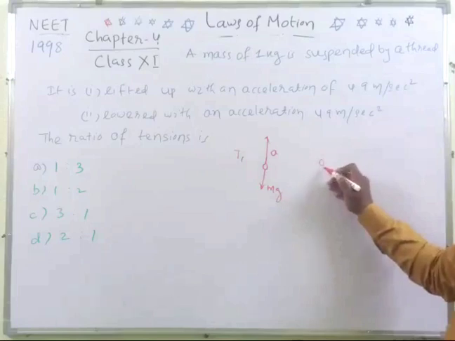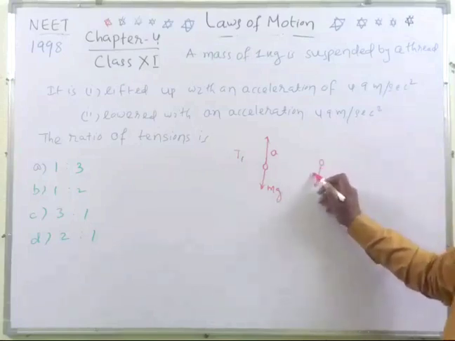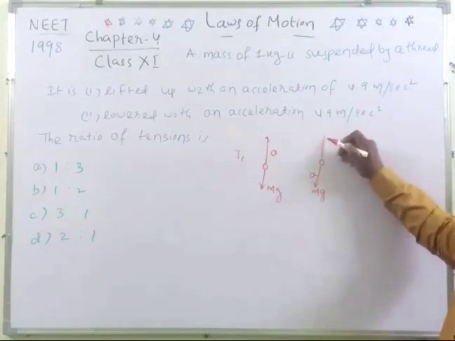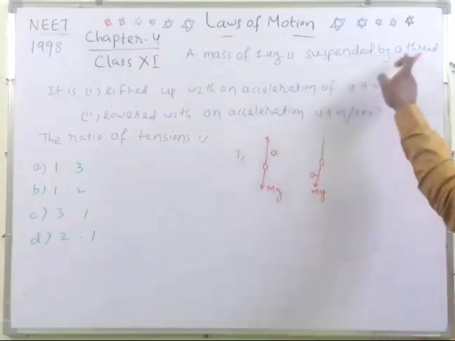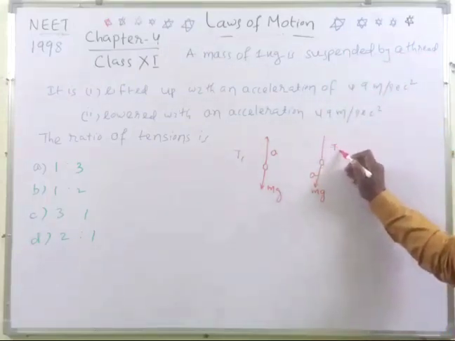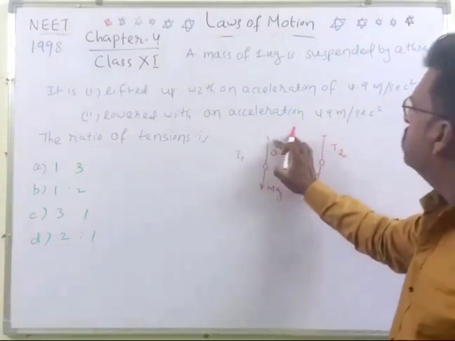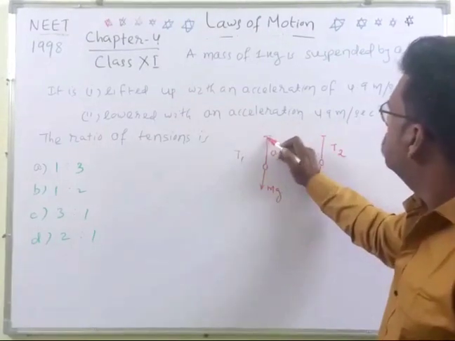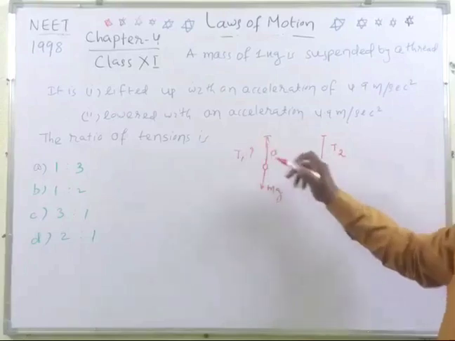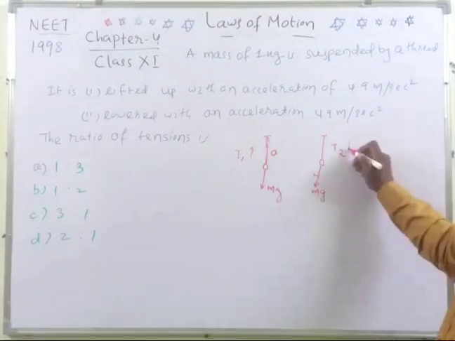Again, when the body is lowered this way, this is the acceleration and this is the mass, and it is suspended by a thread. Suppose this is the thread, students, then suppose this tension is T2. The body is hung from here. This is T1 and this is T2. So we have to find out the formula.